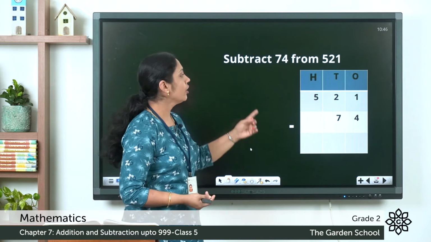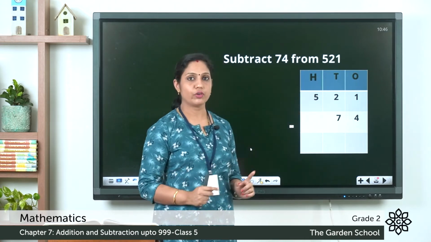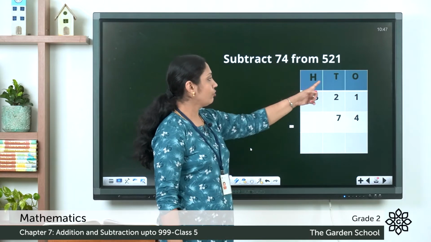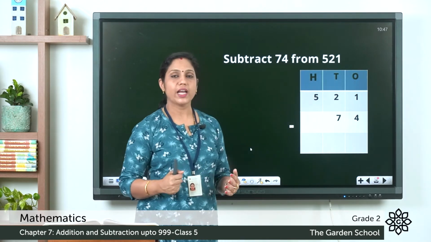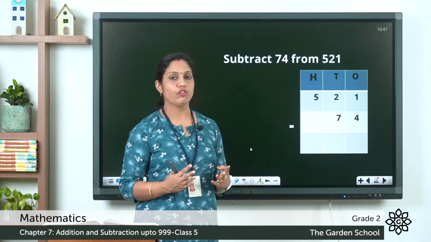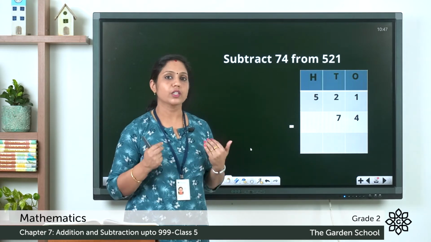So how should we write it? 521 we have to write first, and then 74 second. So now let's check. In the ones place we have 1 minus 4. Which number is greater? Is 1 greater or 4 greater? 4 is greater. So we are not able to subtract. So what do we have to do?